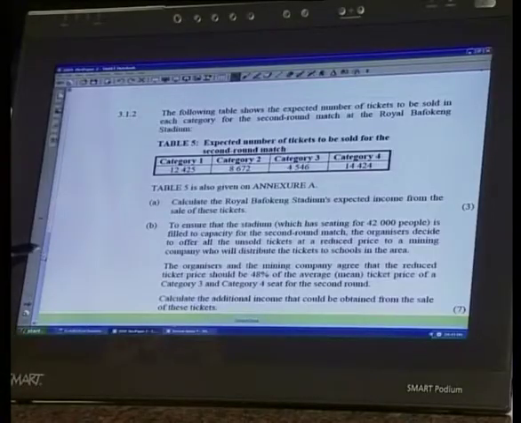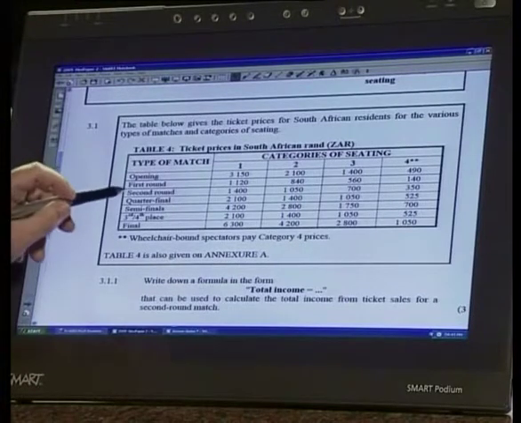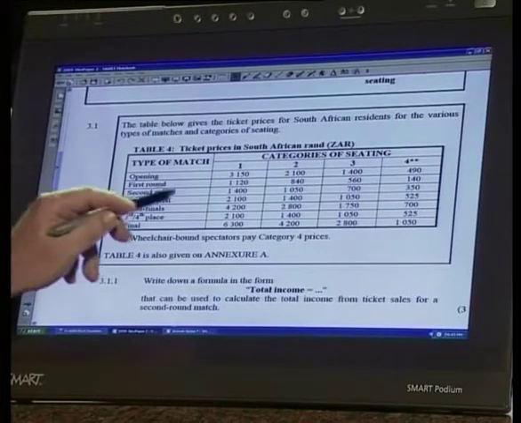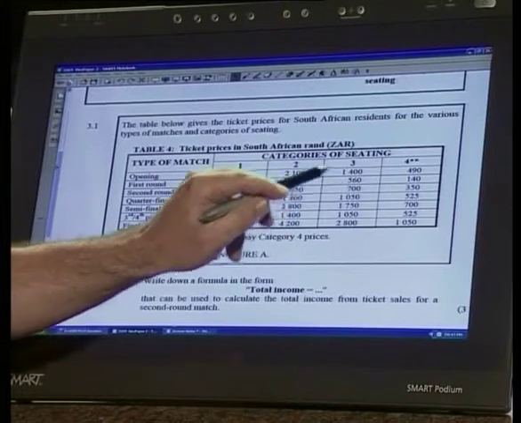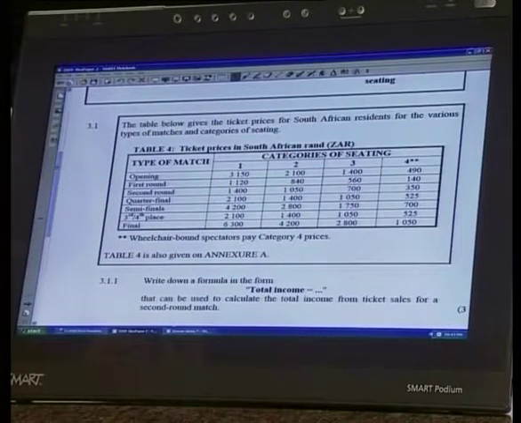Well, let's start by calculating what that average is, and then we'll go and have a look at how many tickets they will actually need to purchase to fill up the stadium. If we go back to the top here, this is where we were given our prices. Remember, it's for a second round match, and we're interested in the price of a third category seat or a fourth category seat. In other words, the 700 and the 350.